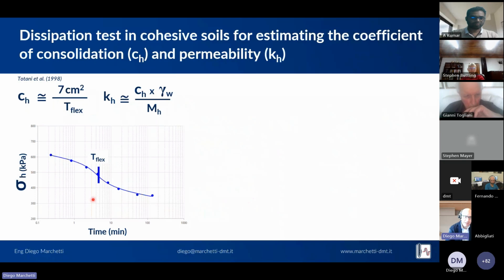So the graph that comes out, if plotted in semi-logarithmic scale, draws an S-shaped curve, and the flex point that can be evaluated has been correlated by Totani et al. to the coefficient of consolidation. With this correlation you can read in the paper, and from there it is possible to estimate the permeability.